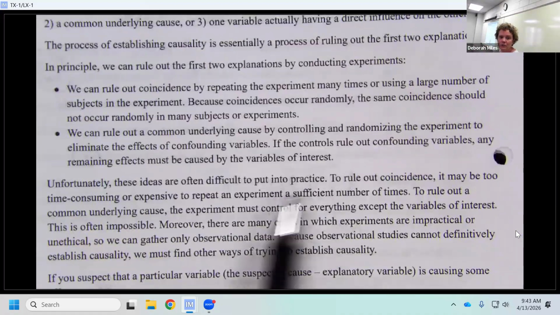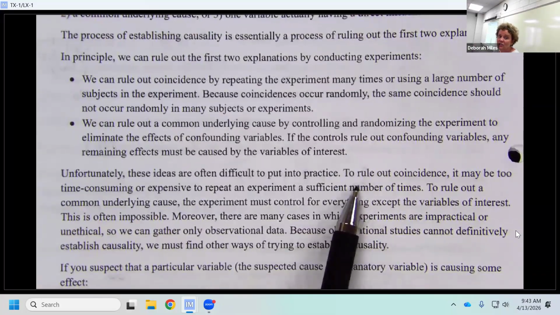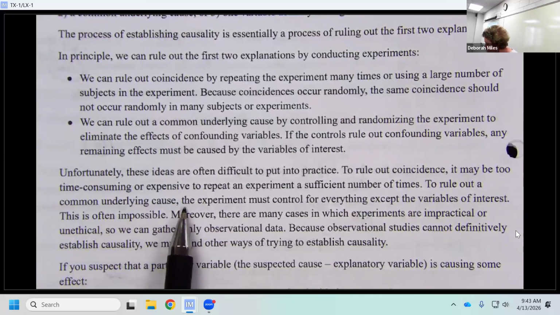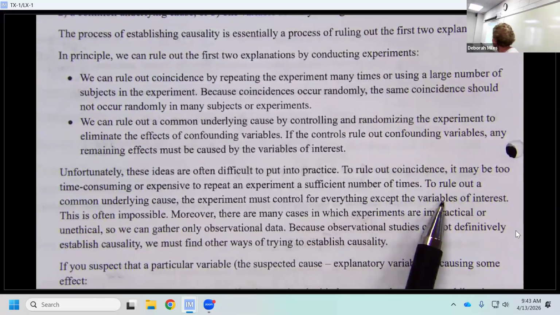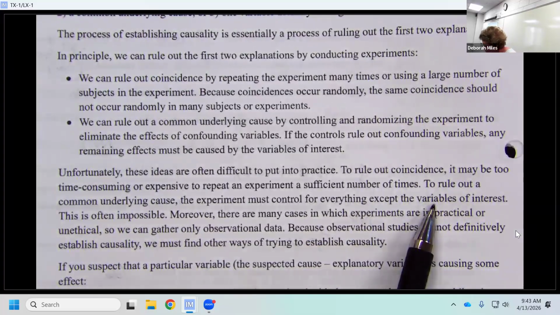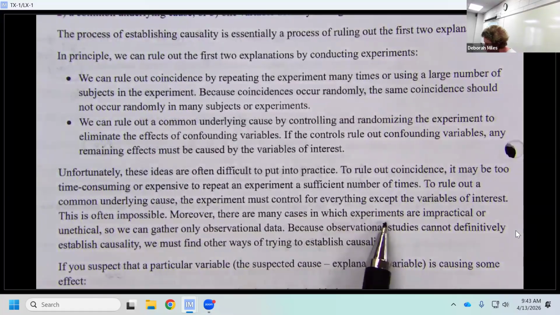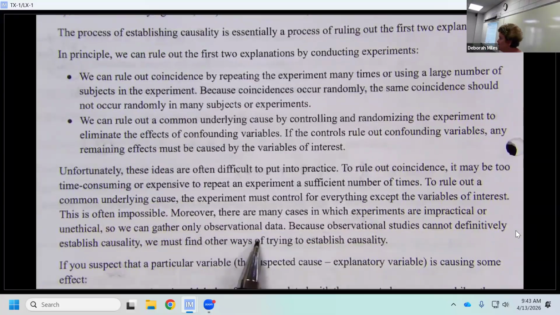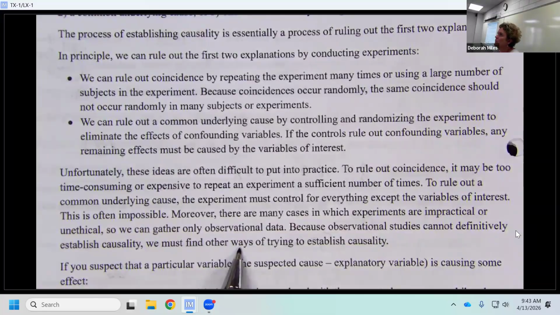Unfortunately, these ideas are difficult to put into practice. To rule out coincidence could be very time-consuming and expensive. To rule out a common underlying cause, the experiment must control for everything but the variable of interest. That's what's really hard to do. Moreover, there are many cases in which experiments are impractical or unethical, so we can only gather observational studies. You can't determine whether there's a correlation between cholesterol level and heart attack risk by denying the control group cholesterol medicine. That would be unethical.